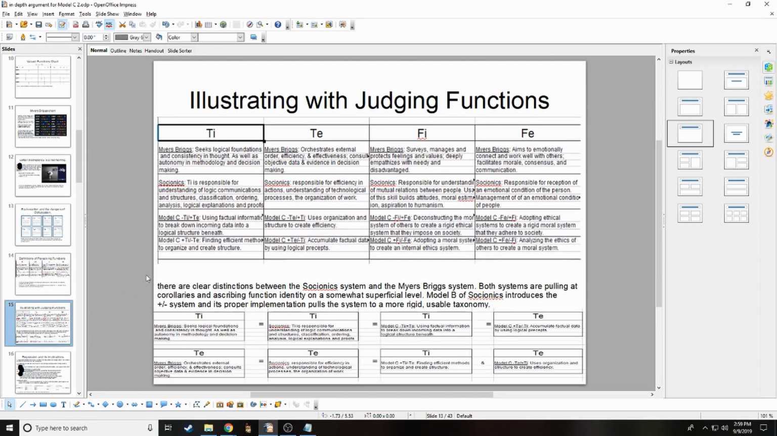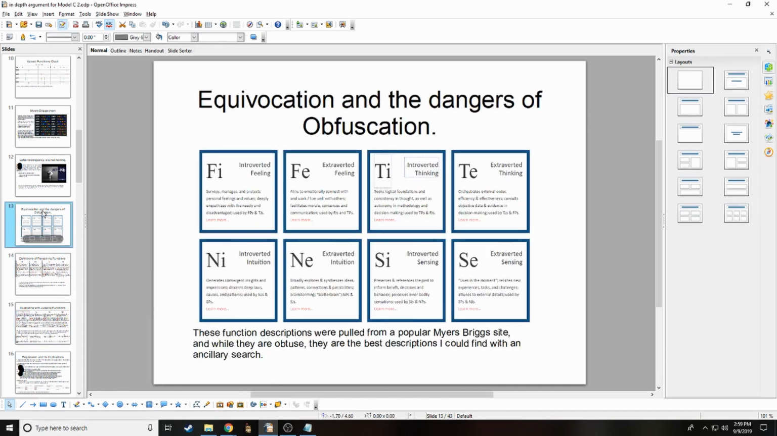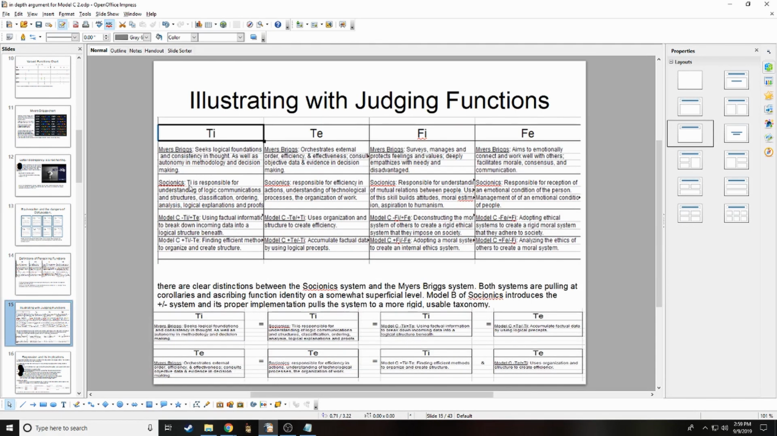So going down here, these are the judging functions as I lay them out with Myers-Briggs definitions, which are pulled from here, as well as Socionics definitions, which I pull from one of Socionics' websites, and the definitions that I'm using in order to facilitate Model B. These are more or less exactly the Model B definitions of the T functions.